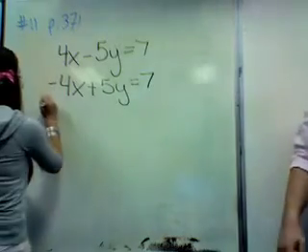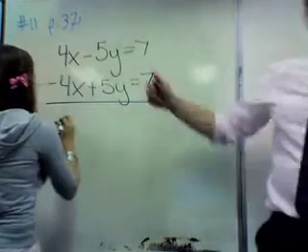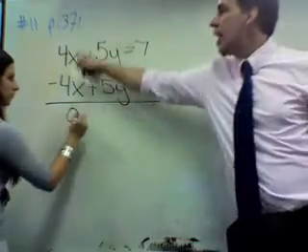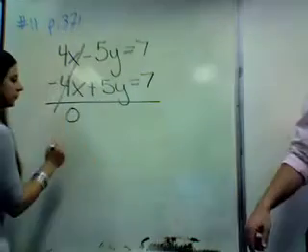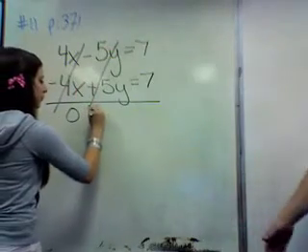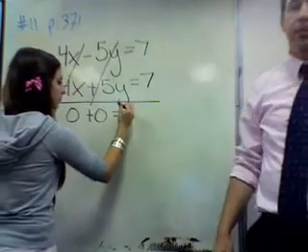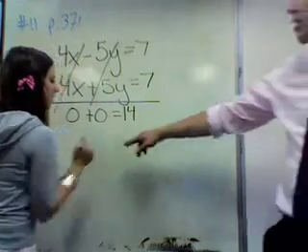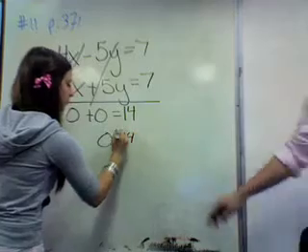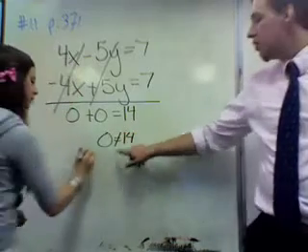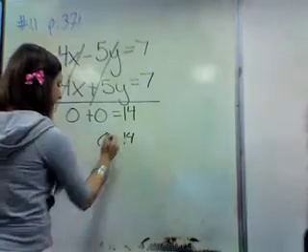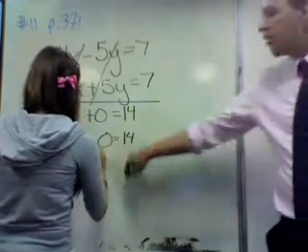Add them together. We get 4x and minus 4x equals what, Will? 0. So you put 0. This cancels. You get 0. So 0 plus 0 equals 7 plus 7, which is 14. You get 0 equals 14. Is that true or false? It's false. Put 0 equals 14, and now just put false.